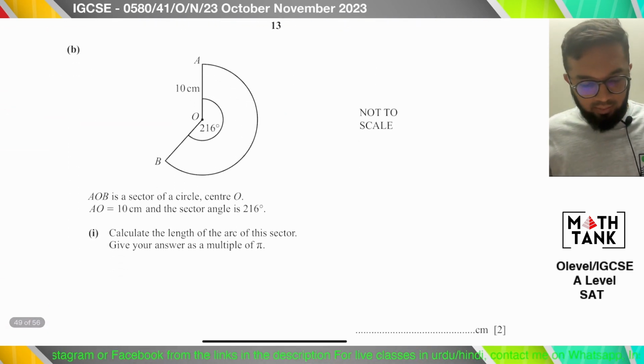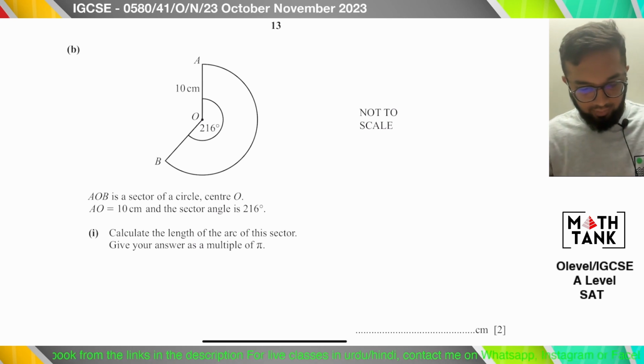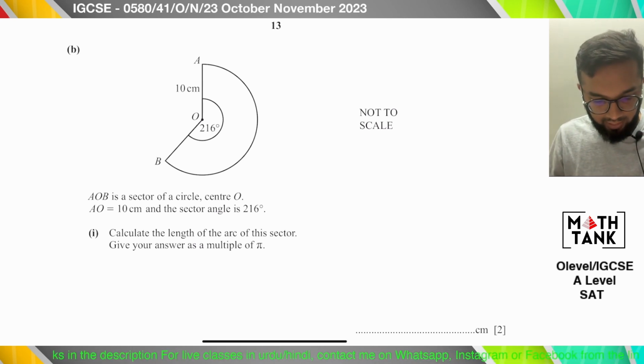Moving on to part B, it says AOB is a sector of a circle center O. AO equals 10 and sector angle is 216. Calculate the length of the arc of this sector, giving your answer as a multiple of pi.